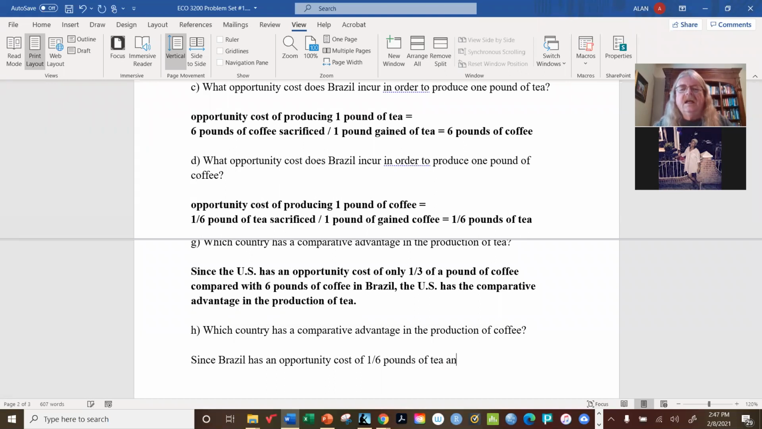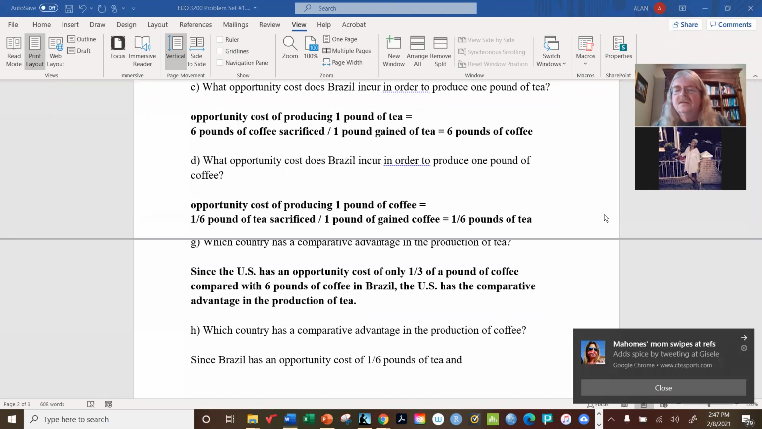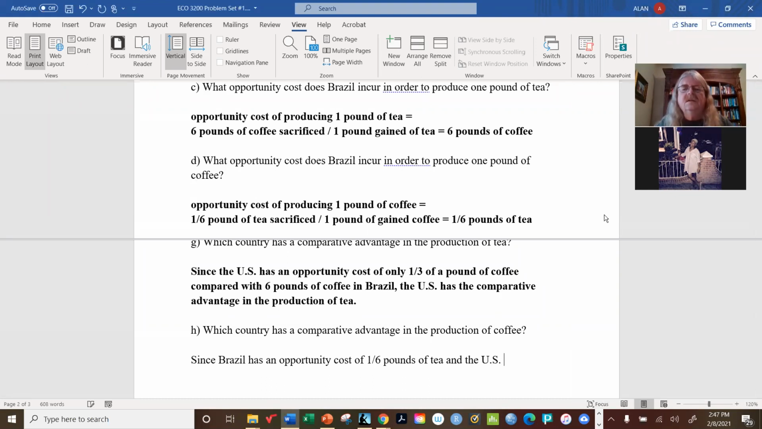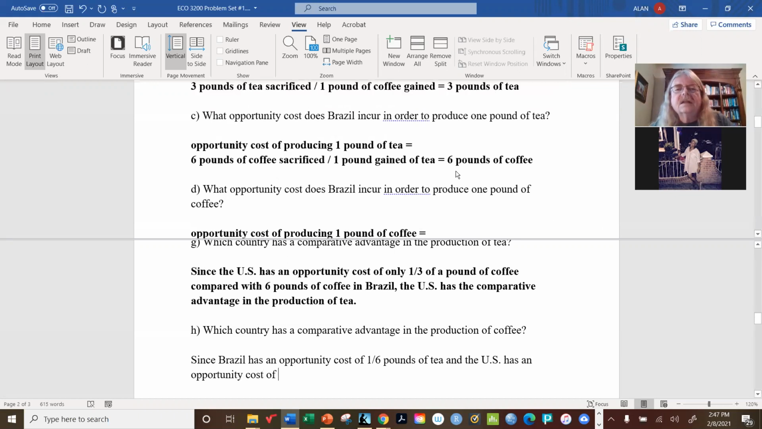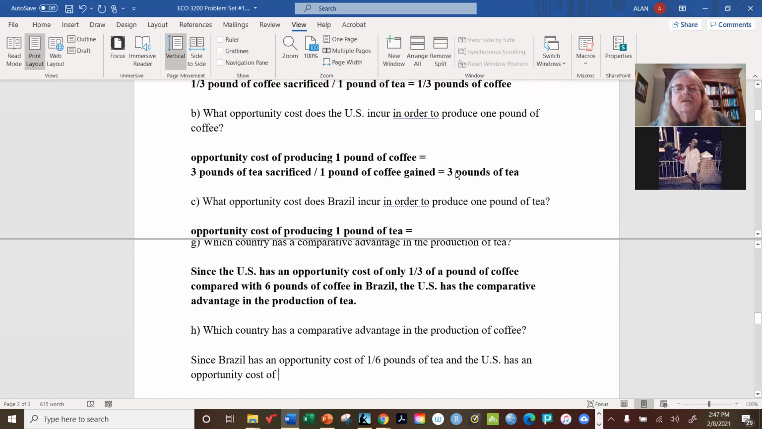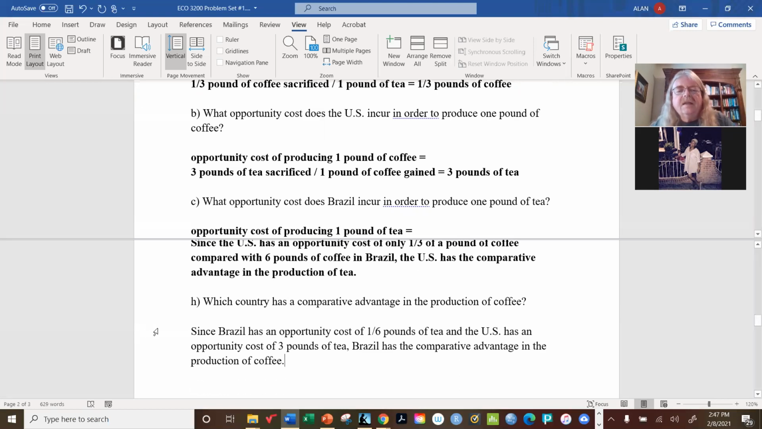Okay, and the US has an opportunity cost of, let's see, 3 pounds of tea. Brazil has the comparative advantage in the production of coffee. Okay, and there you go.